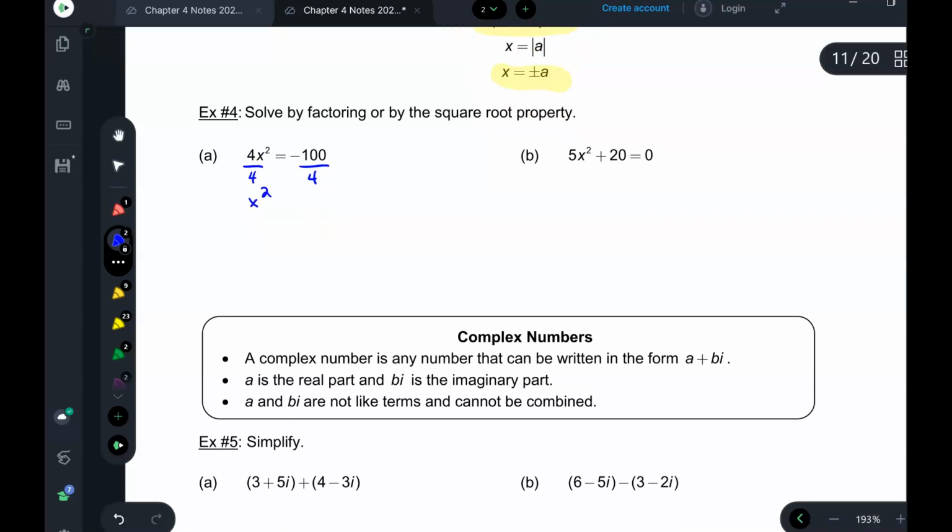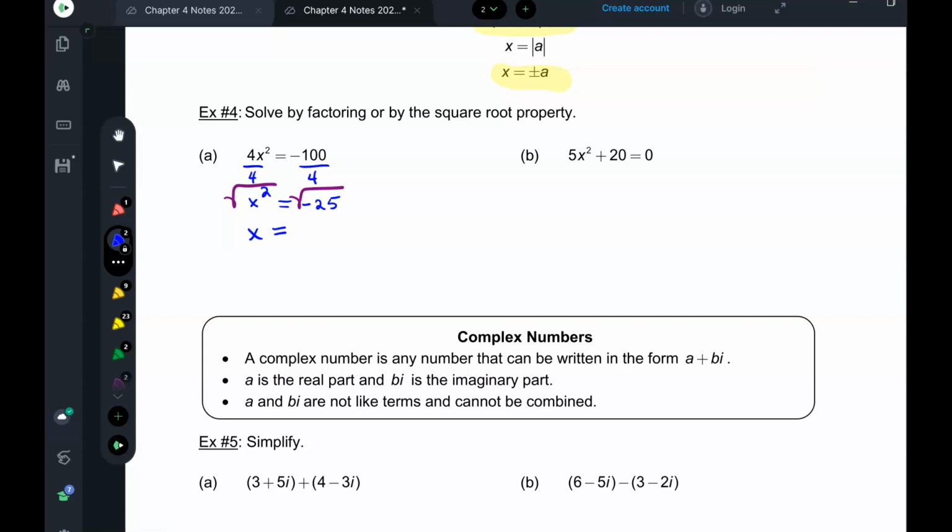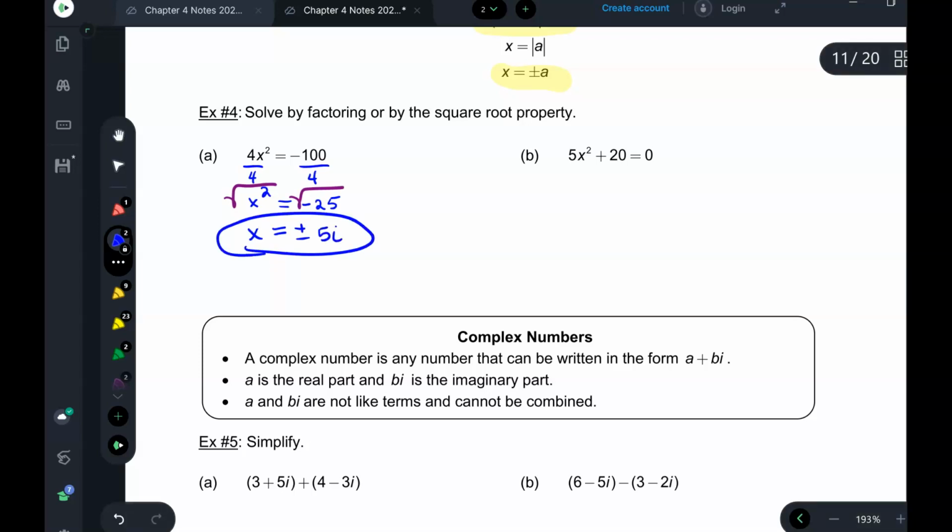So we get x squared equals -25. Now I want to take the square root. The only way to get rid of a square is to take the square root. So I get x equals, now, up until now we would have said, oh, that's no solution. But now I have these imaginary numbers to help us out. So plus or minus i times 5, or we'll just write it as 5i. Don't forget the plus or minus.